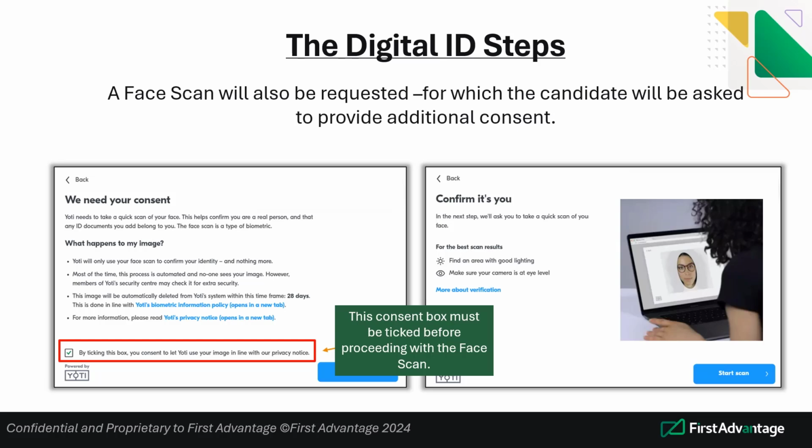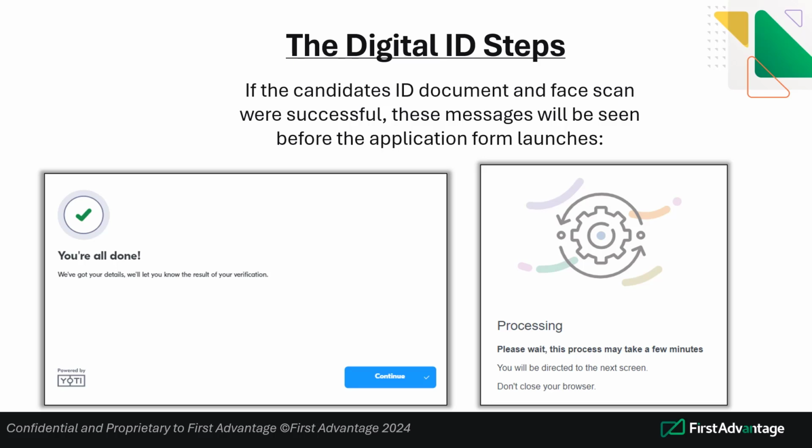Once consent has been received, the system will prompt the candidate to take a clear picture of their face. A brief video will be included on the systems, directing the candidate on how to continue with this process. Once all required digital elements have been captured successfully, the candidate will be notified, and after a few moments of processing time, the application form itself will be opened.